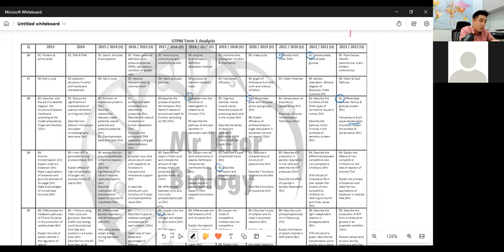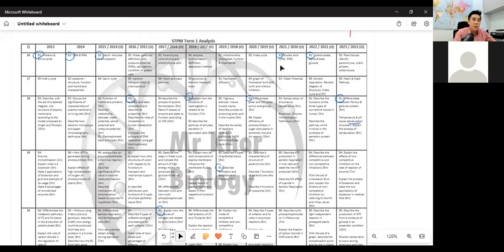2017, how the structure of collagen is formed. This one is possible to repeat. Collagen is definitely possible to repeat. Cholesterol 2016, starch 2014, then 2013, 2015, then 2013 and 2014. Okay. So guys, these are the things that have been asked.